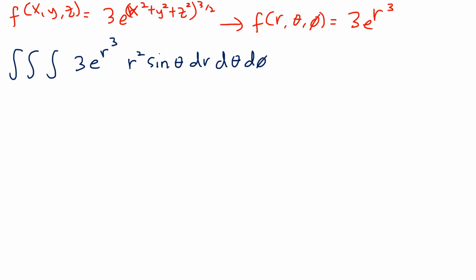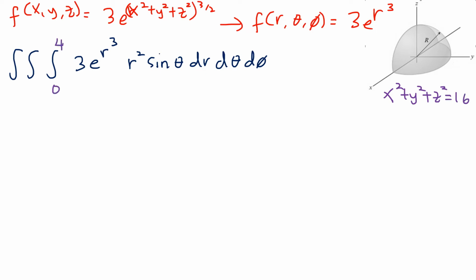Alright, now you are going to determine the limit of the integration. So what is the radius? Given in the question that x squared plus y squared plus z squared equals 16, right? So obviously the radius is 0 to 4, because 4 squared is 16.